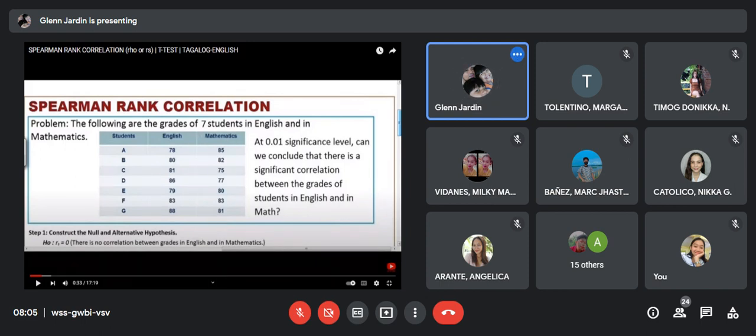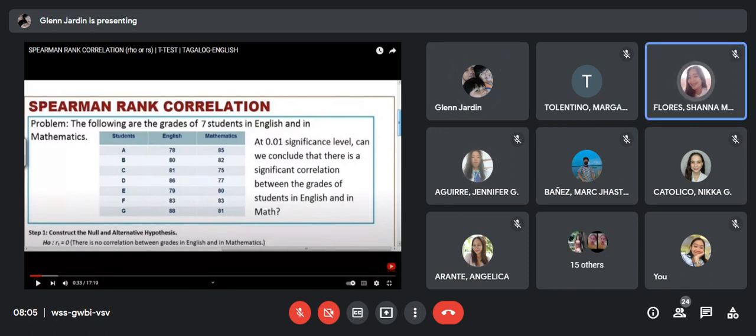Anyone? Nabasa? Sinong pwede mong basahin yan? Anong po yan, sir? Ito, lahat yung problem. Yung nasa box. Pakibasa. Flores po. Sige, Miss Flores.